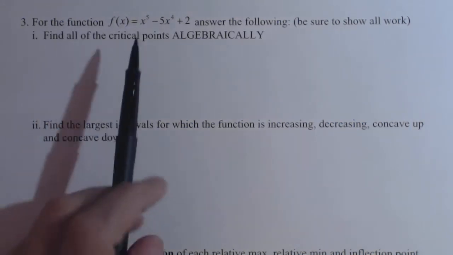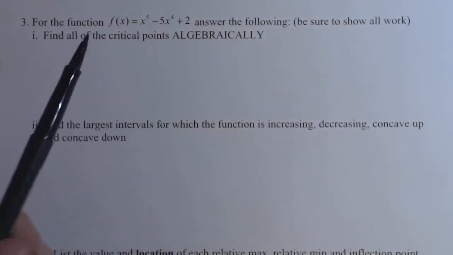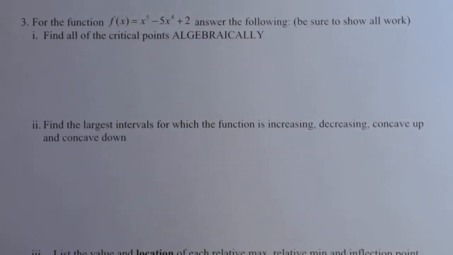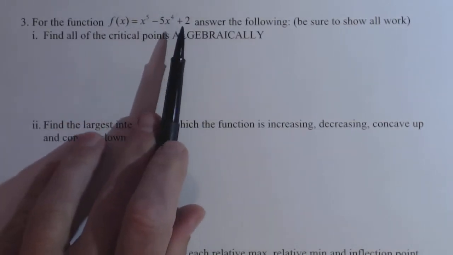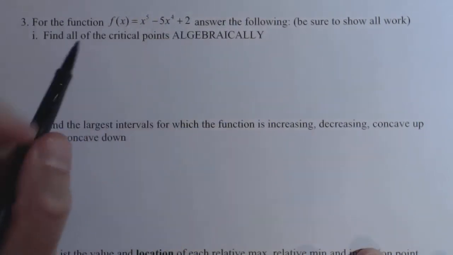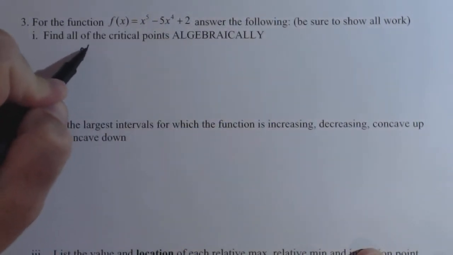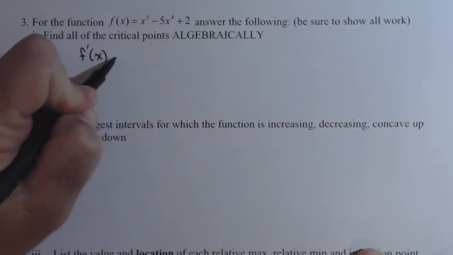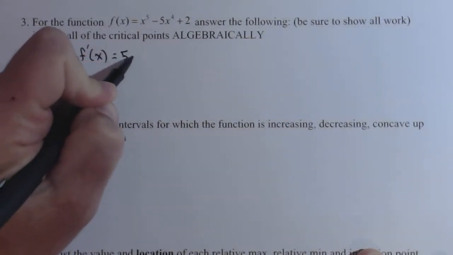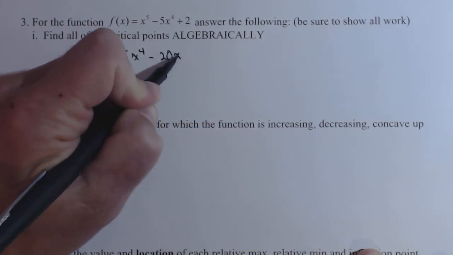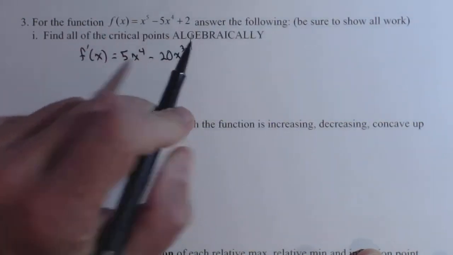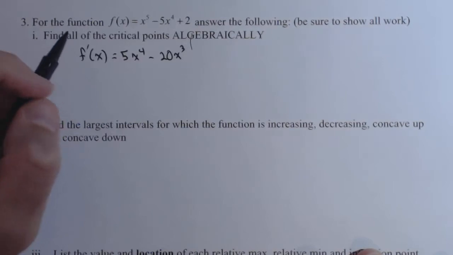So in this problem, our goal is to find all the critical points algebraically and figure out what the maxes and mins of this function are. So we're given the function x to the fifth minus 5x to the fourth plus 2. For critical points, the first thing we do is find our derivative, which is going to be 5x to the fourth minus 20x cubed. Derivative of 2 is just 0.